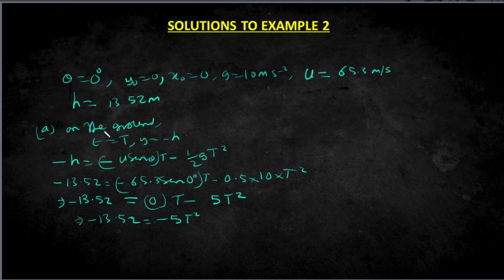So from here, you see, sine theta is 0. That's why everything reduces down to t. So if we make t the subject of the formula, the minus cancels minus, and t is going to be the square root of 13.52 divided by 5. Our answer is going to be 1.64 seconds. So that is the way we do this one. That is the time taken for the body to strike the ground. So that's it for that part.